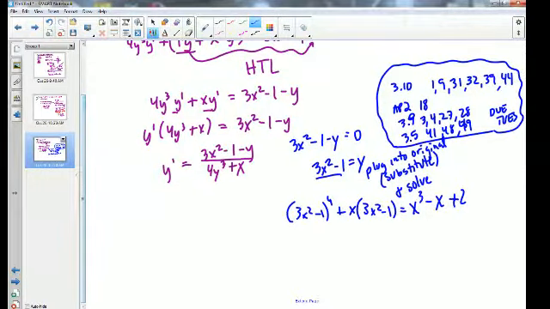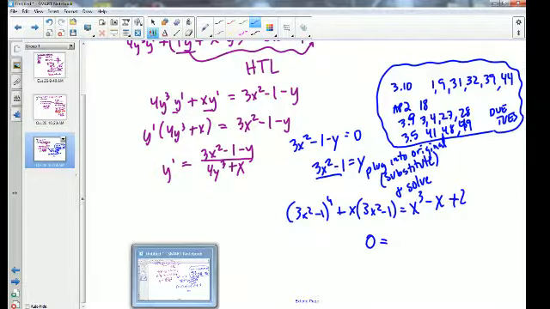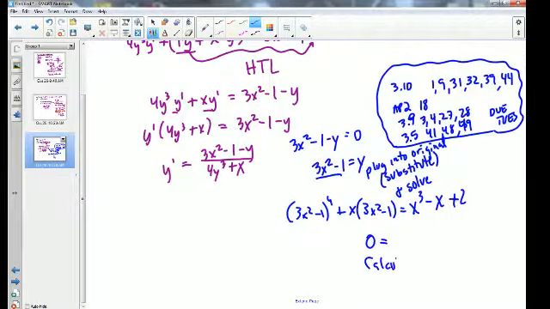Again, you're going to move this all to the right side and set it equal to 0. So we need 0 equals. Then you can put it in your calculator and you can do zeros. You remember how to do that from last year? Calculate zeros? Yeah, that's what you're doing.